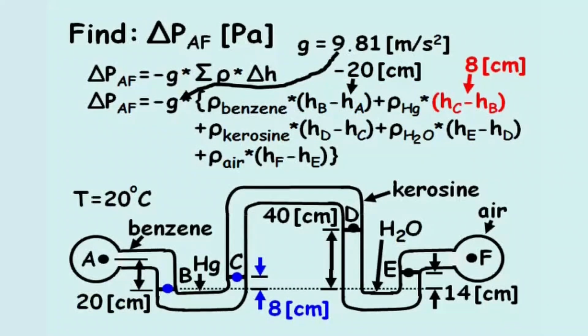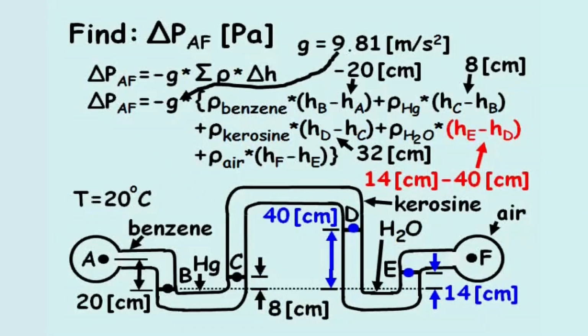Height D minus height C equals 40 centimeters minus 8 centimeters, which equals 32 centimeters. Height E minus height D equals 14 centimeters minus 40 centimeters, which equals negative 26 centimeters. And we currently do not know the change in height between points F and E.